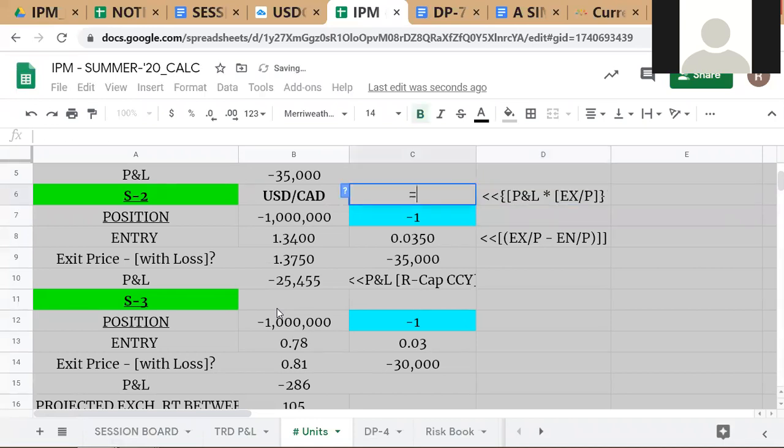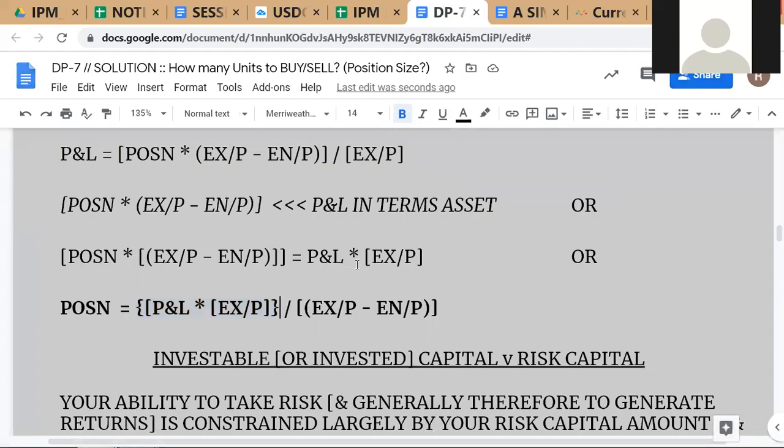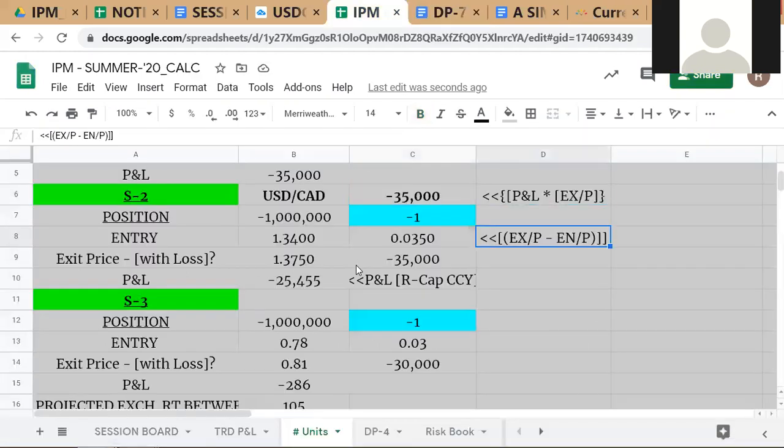So here, what do you do? Where is the P&L? P&L is here, and where is the exit price? Exit price with loss here. Is this clear, guys? We got this P&L into exit price. Same as P&L is coming out as same as P&L. Yeah, it will be the same as the P&L, because we are just flipping it back. So P&L into exit price divided by exit minus entry. Exit minus entry is this.